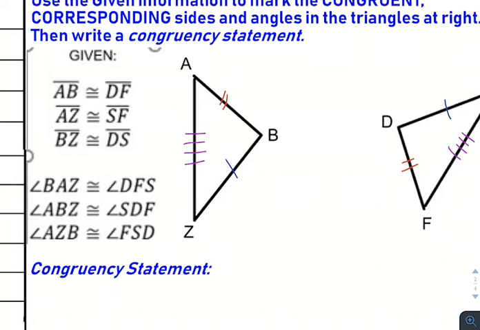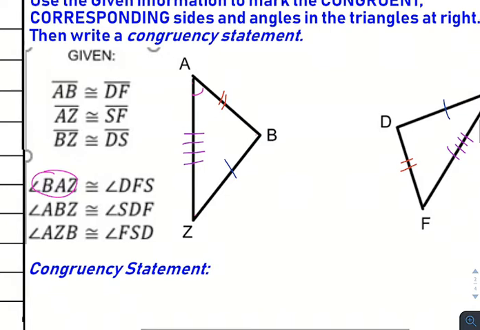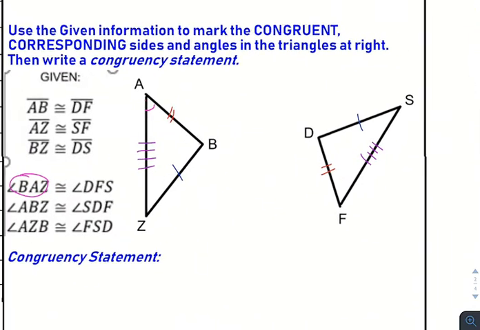Okay, remember, the letter in the middle is where the vertex is. So DFS starts at D, runs through F, ends at S, and so that's going to be right here. So ABZ, and SDF is going to be this guy right there. AZB, so 1, 2, 3, of FSD, S in the middle, so that's where the angle is going to be.